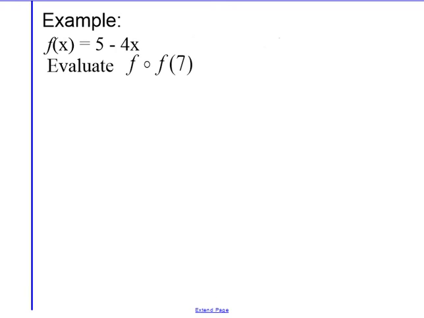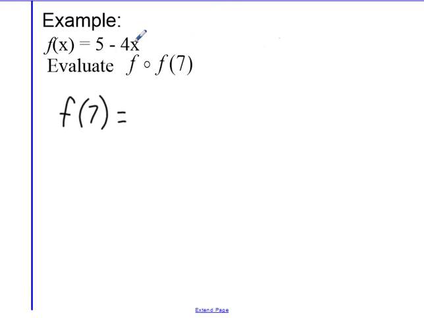This one says f of f of 7. So I'm supposed to plug a 7 into the f function, get an answer, and plug that back into the f function again. So we only need one function, and that function's name is f. We're going to plug a 7 into it, get an answer, and plug that answer right back into it again. So let's start off with f of 7. This is instructions to plug a 7 into the x's in the f function.